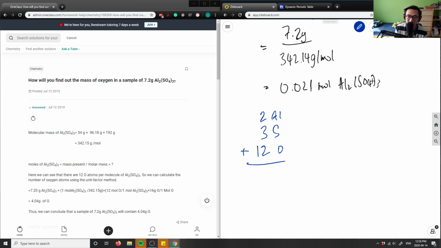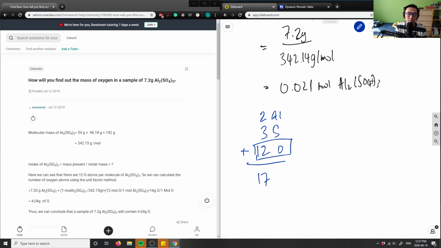So we have 2, and we add this together. 2 plus 3 is 5, plus 12 is 17, right? We have 17 total atoms in our molecule here. So of the 17 atoms, 12 of them are our oxygen. So what we can do is use this 12 as our proportion, and multiply by 12 to get our mass of our oxygen, right?